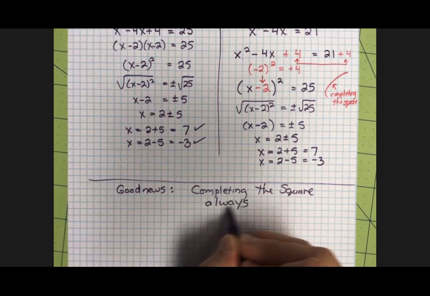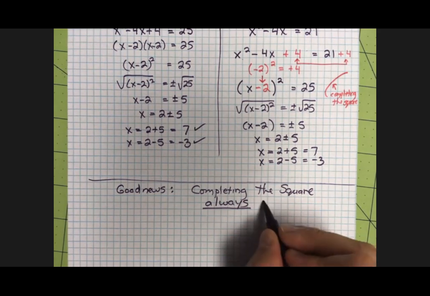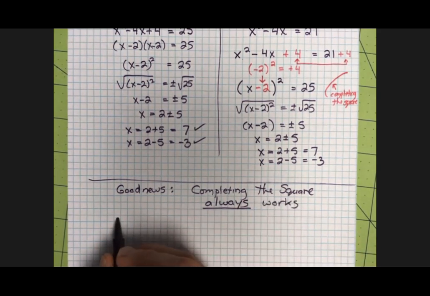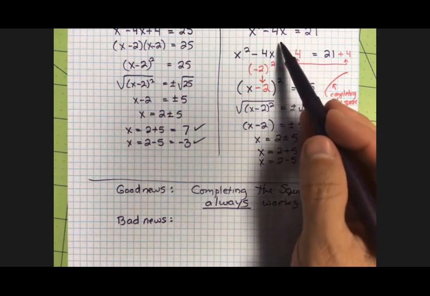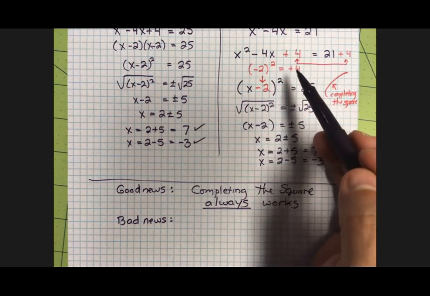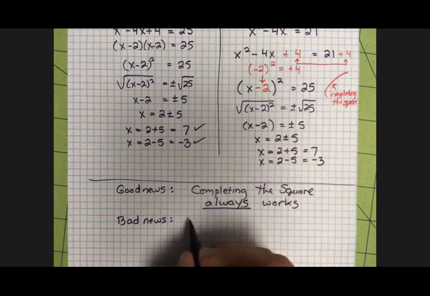Always on any quadratic equation, the completing the square method always works. The bad news, or the not popular news, is that it could involve several steps and it can involve fractions. So you have to prepare this very carefully.